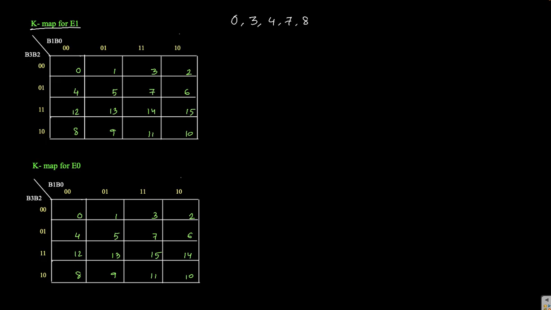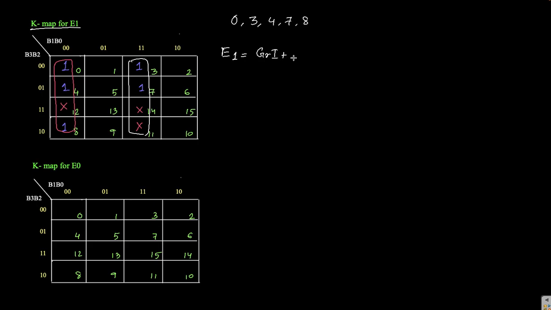So write down 0, then 3, then 4, then 7 and then 8. So we can take a smaller number of don't care conditions. If you take one condition over here and one condition over here, we can make two groups. One group is this group and another group is this group, and it is quite easy to calculate.